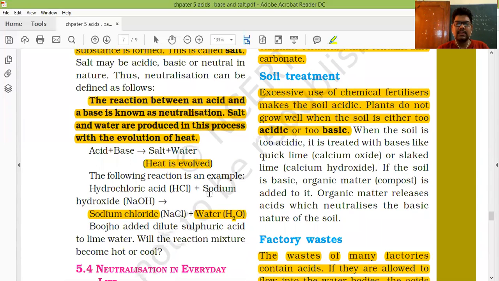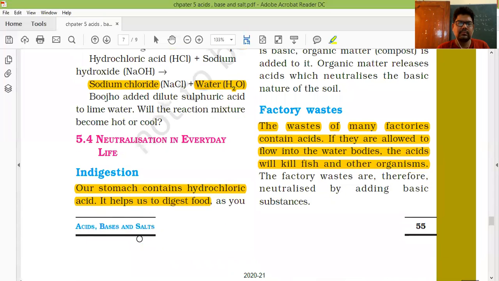The following reaction is an example: HCl, hydrochloric acid, plus sodium hydroxide, NaOH, makes the product sodium chloride. Here Cl, chlorine, reacts with Na, sodium, to make sodium chloride, plus hydrogen reacts with OH to make the water, H2O.